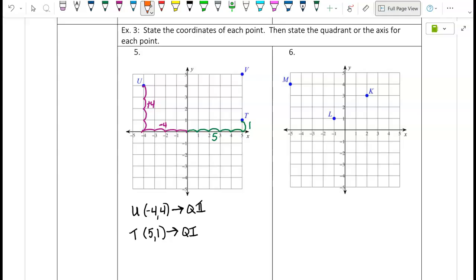And then V, 1, 2, 3, 4, 5. So again, we're going 5 to the right. And then up 1, 2, 3, 4, 5 up. So V is the ordered pair 5, comma 5. And it is also in quadrant 1.